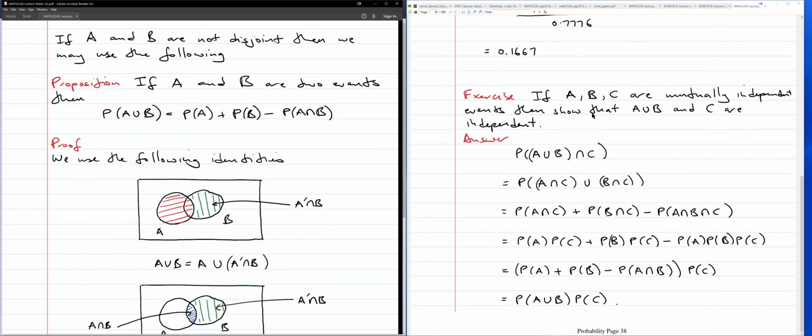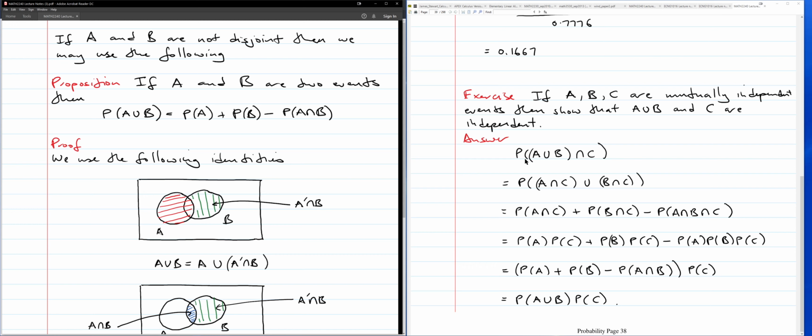The next result for independence that we would need is this one. If A, B, and C are independent, then A union B and C are independent. You have these three sets that are mutually independent, and what this is saying is that if I form A union B, which is a certain event, and then a next event C, then A union B and C are independent. The proof isn't long, so let's go through it.